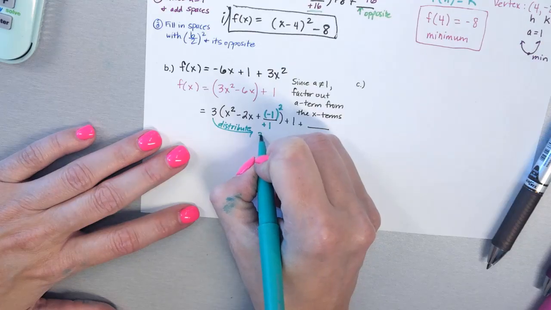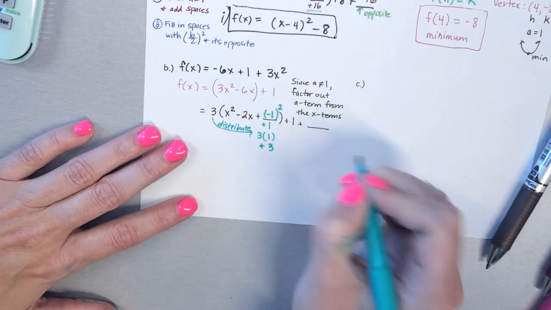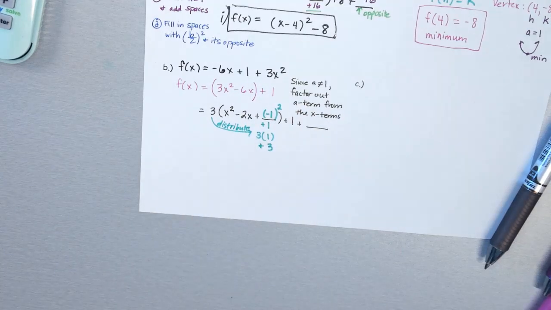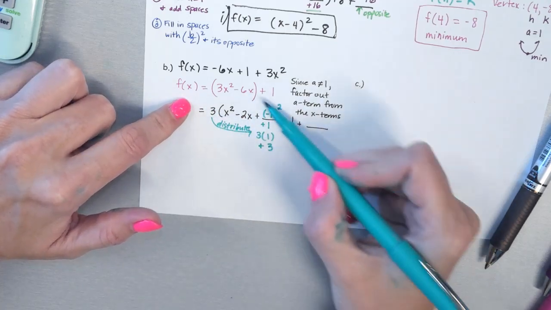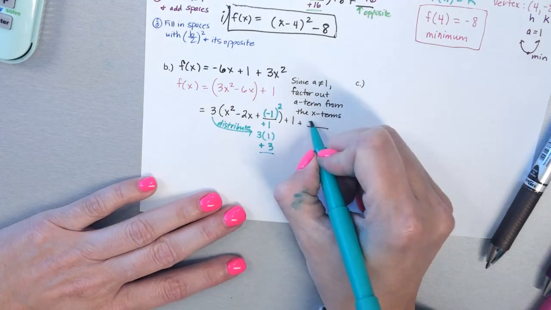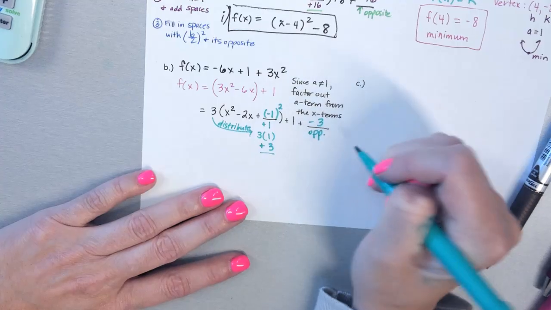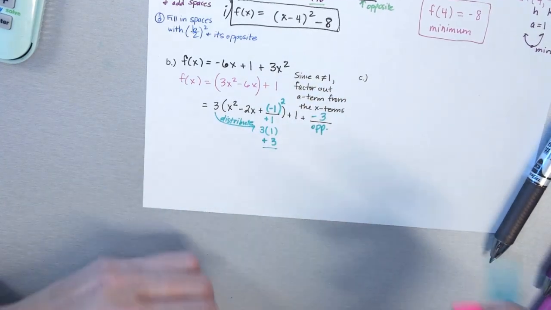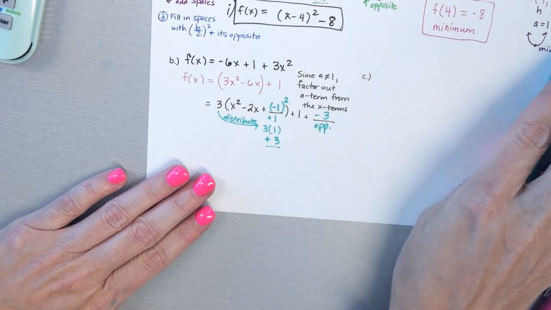So if I distribute 3 to positive 1, I'm going to get positive 3. Okay, so really the value that I added here is 3. So that means if I added a 3, I'm going to subtract the 3. Again, this has to be the opposite of the value that you added. So you are going to distribute that.